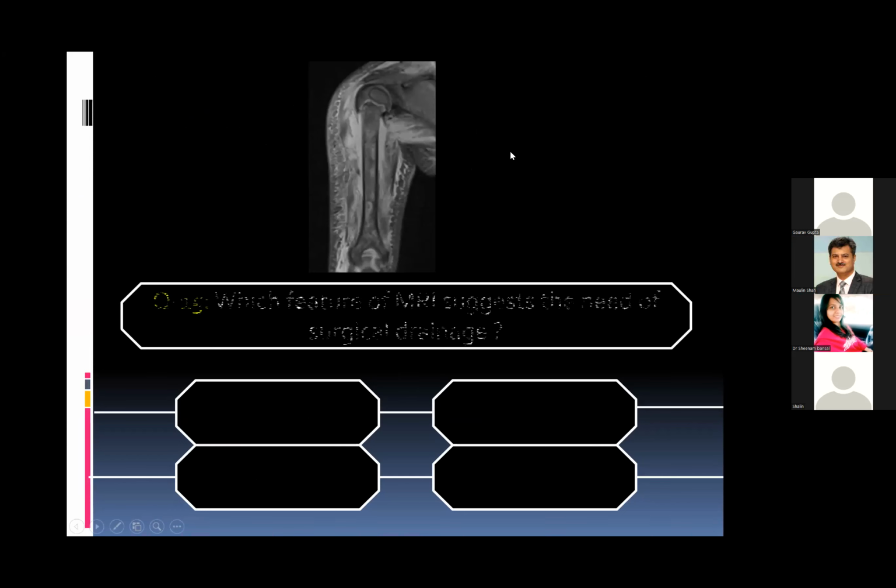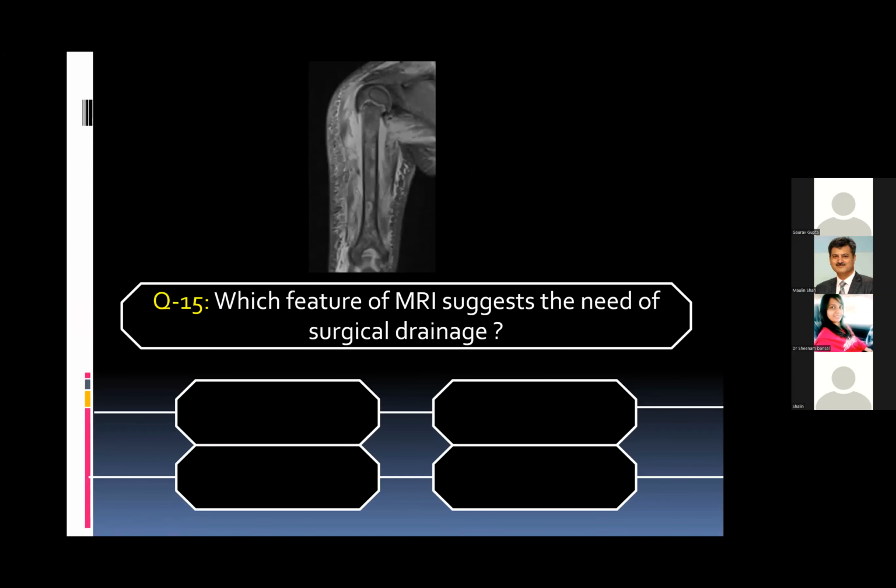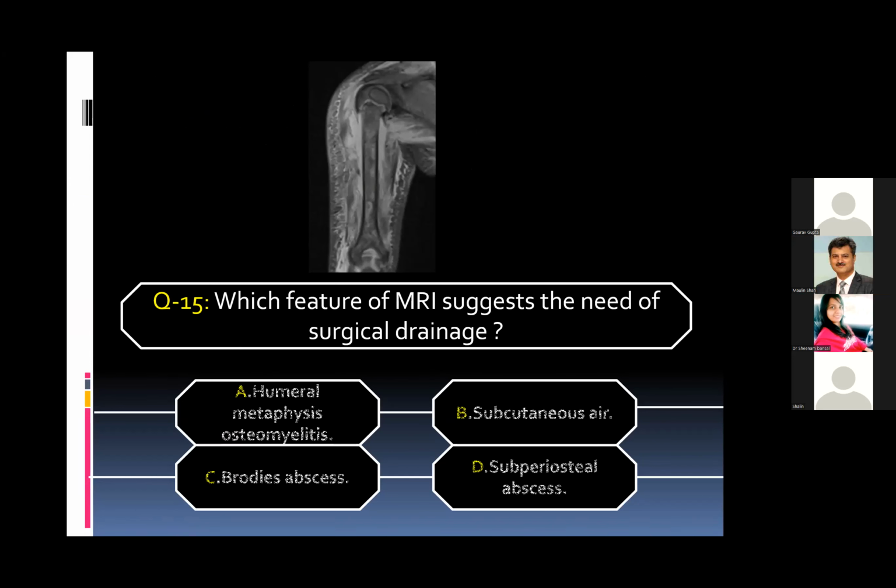Next is, which feature of MRI suggests the need of surgical drainage as shown in the picture? First is humeral metaphyseal osteomyelitis. Second is subcutaneous air. Third is Brodie's abscess and subperiosteal abscess.